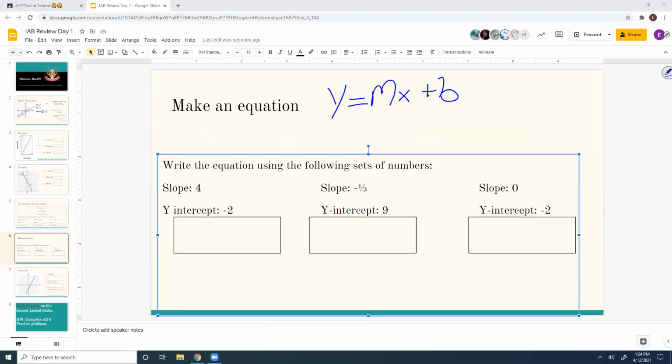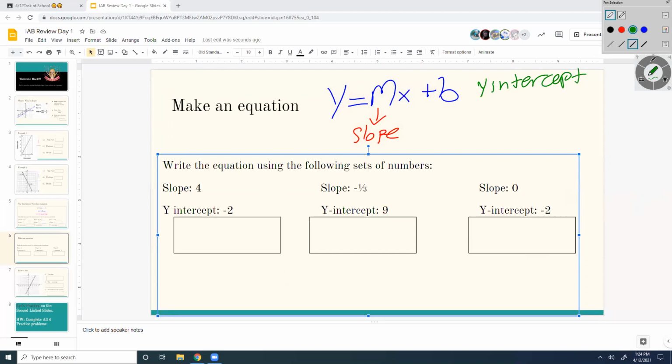Okay, so m is our slope. B is our y-intercept. Very good. We got this. So it says write the equation using the following set of numbers. The first one has a slope of 4 and a y-intercept of negative 2. I'm going to write this one together, and then you're going to do the next two independently.